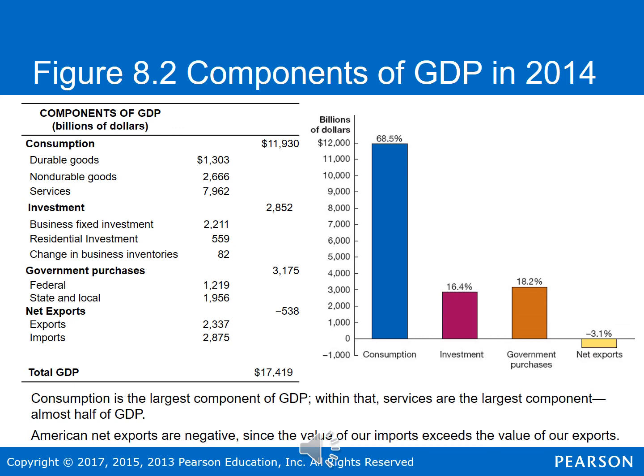And finally, there's net exports. Net exports are negative. They're negative 3.1% in 2014 because we have a small trade deficit. Because the value of goods and services we import is greater than that which we export, net exports end up being negative.